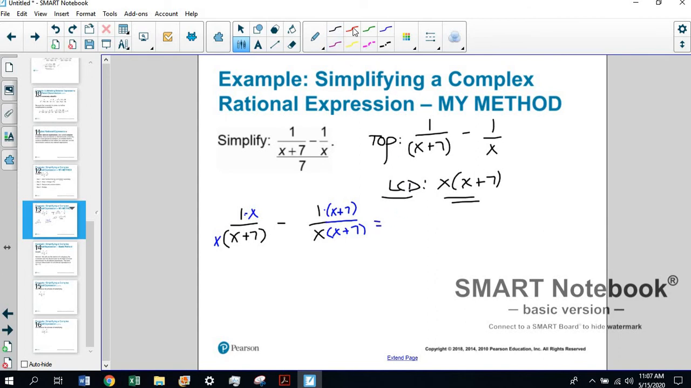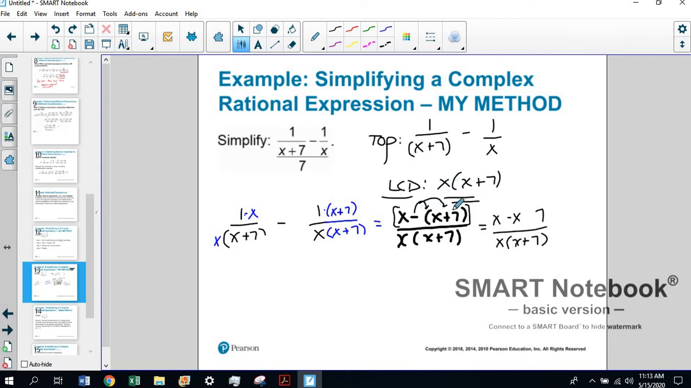And then from there, what do we do? We combine the numerators. We get x minus (x plus 7). Remember, don't forget your parentheses. This is x times x plus 7. You can't simplify that because this numerator is a whole big fat numerator now, so you can't break it apart. But I can distribute the negative sign. All right, so you distribute through.